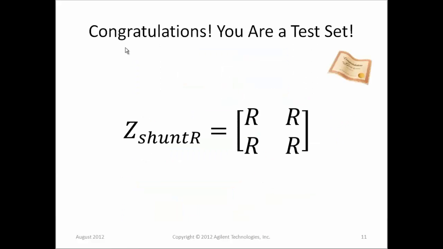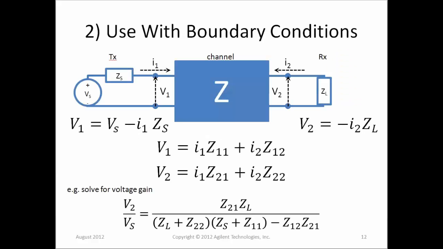So welcome back. If you did the exercise and you got the Z parameters of a shunt R being R for Z11 through Z22, congratulations, you're now a certified test set. And let's move on now to using these Z parameters that we've measured in an actual chip-to-chip link. So let's imagine we're using this particular component in our end-to-end link. We've got a very simplified transmitter and receiver.